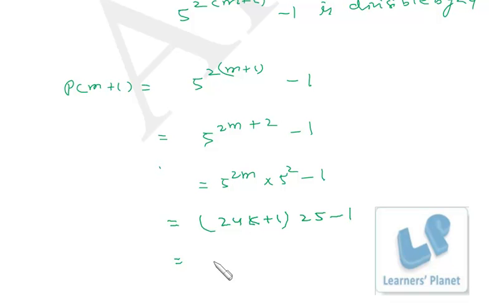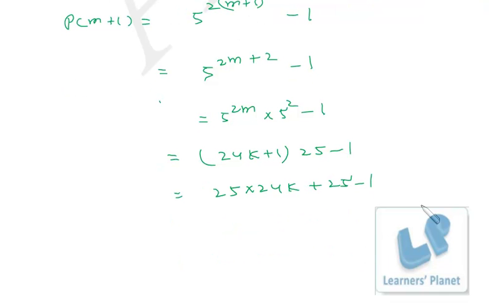Okay, now just open it up. 25 into 24k plus 25 minus 1. So that is 25 into 24k plus 24. So 24 can be taken as common. So here it is 25k plus 1. That means this number is a multiple of 24, right? If it is a multiple of 24, it will be definitely divisible by 24. Okay, so we have proved that P(m+1) is true, right? That means this expression is divisible by 24.